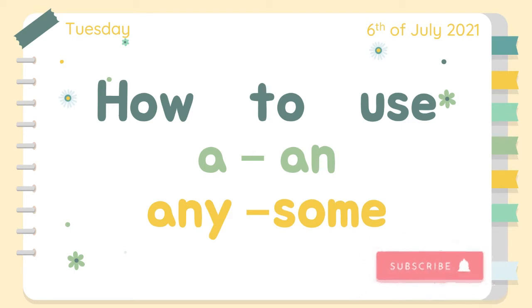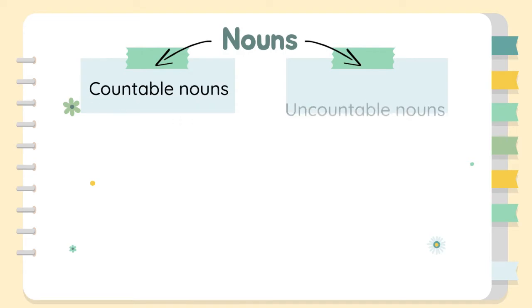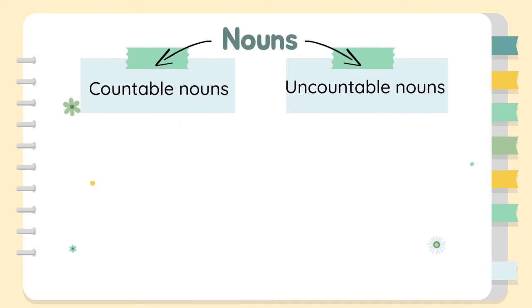For today's lesson, we are going to look at a, an, any and some. Before we go further, let us overview what we are going to learn for today. Nouns. There are countable nouns and also uncountable nouns. Countable nouns are nouns that we can count, while uncountable nouns are nouns that we cannot count. Now, let us focus on countable nouns first.